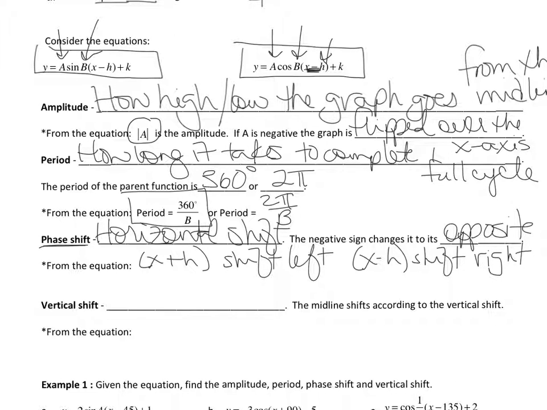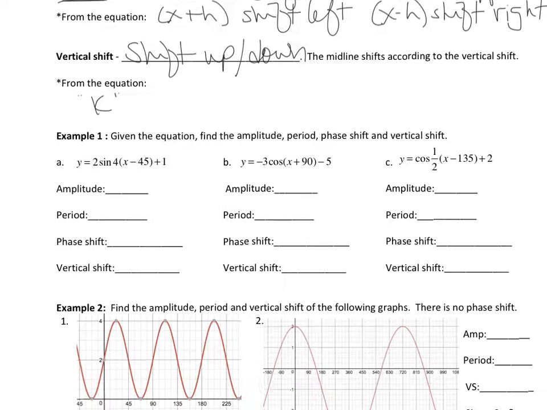Your vertical shift is just your shift up or down. Doesn't really have a special name. And the midline, that horizontal line that goes right through the middle of your graph, will also shift up or down depending on what the value is. And it's this value of K that affects your vertical shift. So if K is positive, it moves it up. If K is negative, it moves it down.